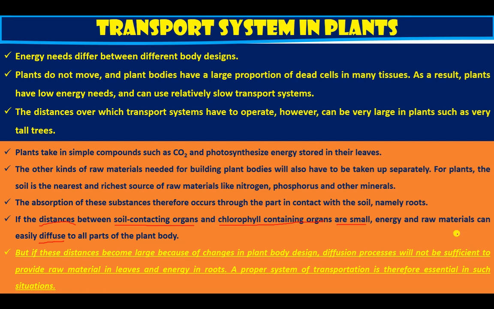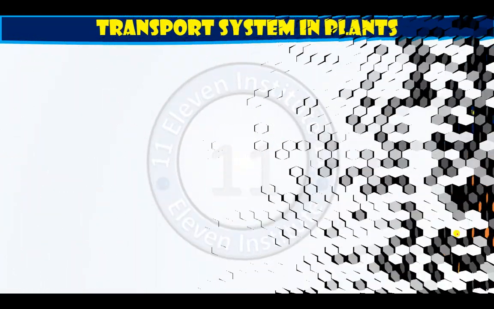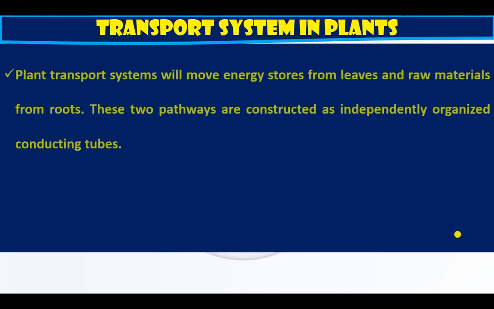Fine. So this part from the textbook is trying to explain to us that normal transport in plants happens with the help of diffusion if the distances are less. But if distances are huge, when the plant grows, it becomes huge in size. We require a proper transport system for transfer of energy and raw material. Let us see what that transport system consists of.